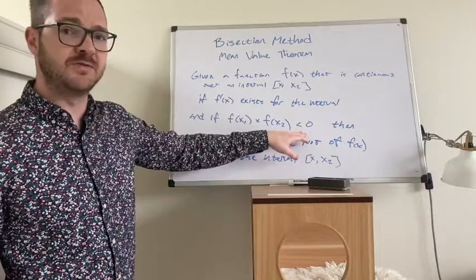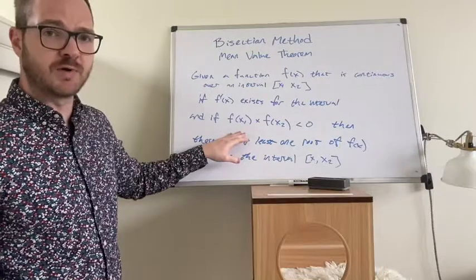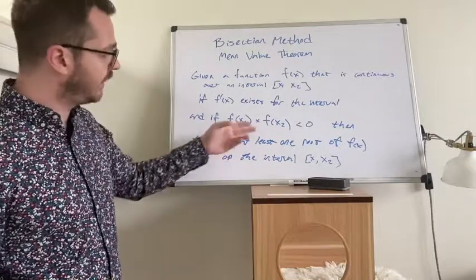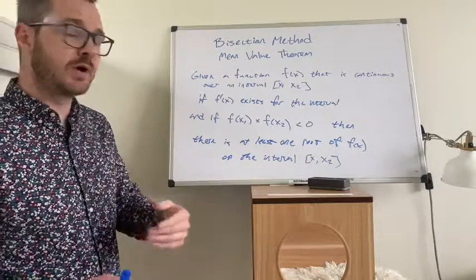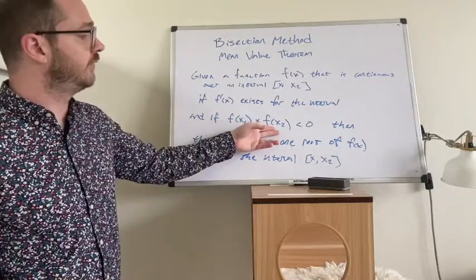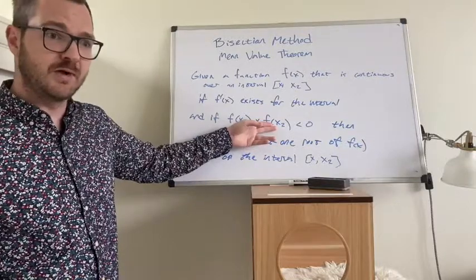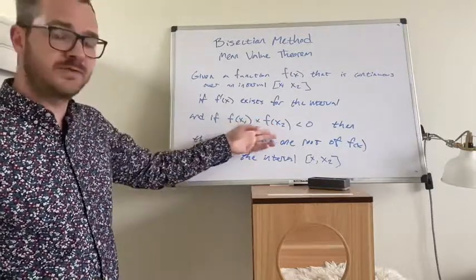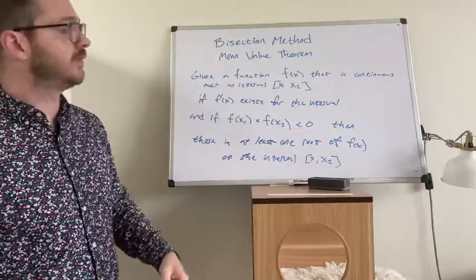If this is less than 0, then this thing has to be negative, which means these two numbers right here have to be different signs. One has to be positive, one has to be negative. The implication then is that somewhere in between x1 and x2, it crossed the 0, right? It crossed the x-axis. If it crossed the x-axis, then it did a sign change. And this right here is really testing for a sign change over that interval.